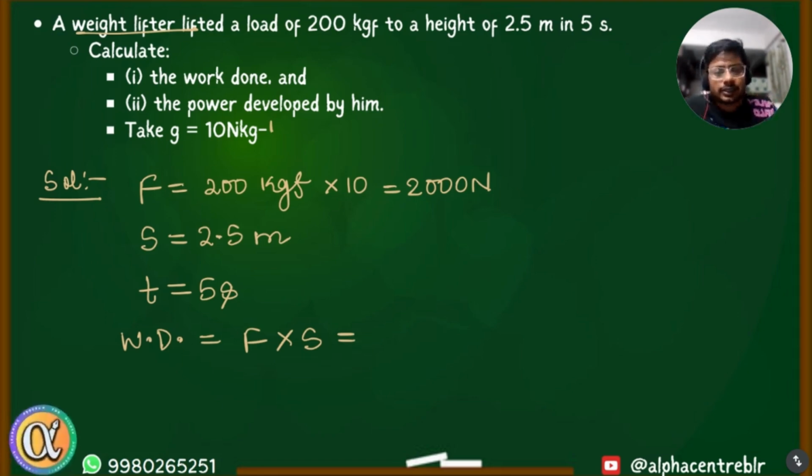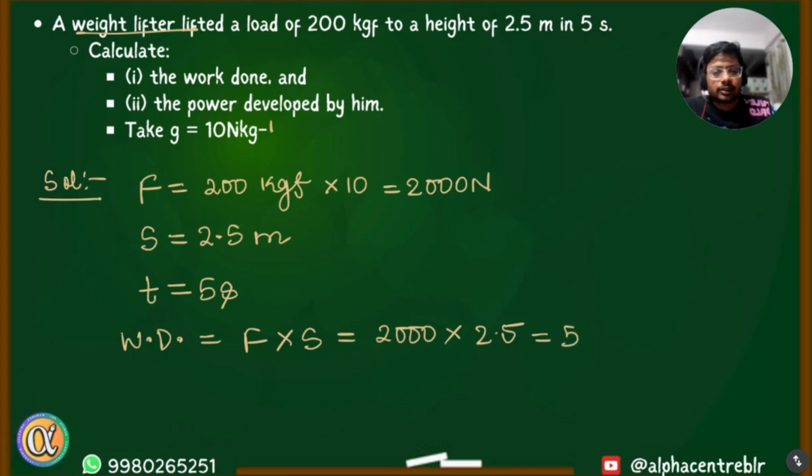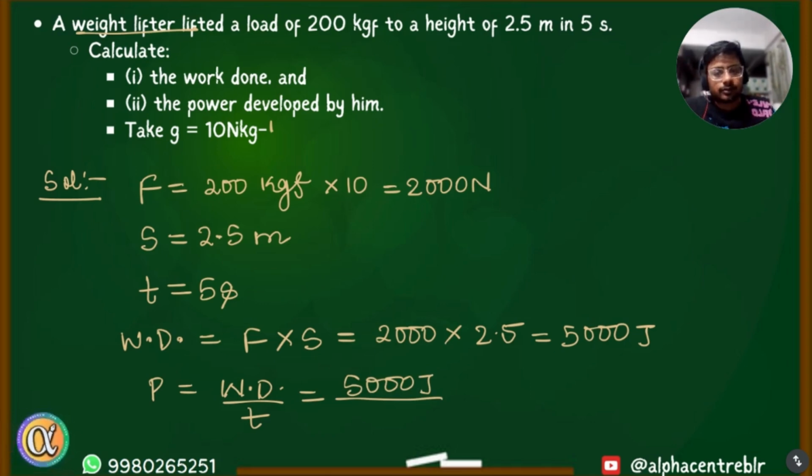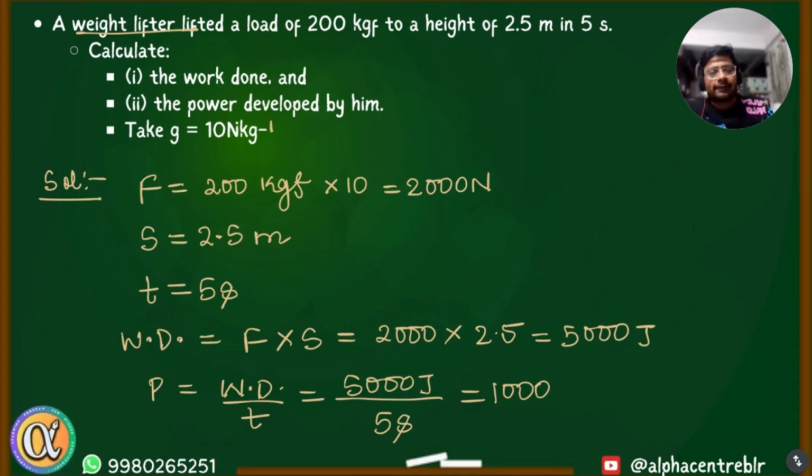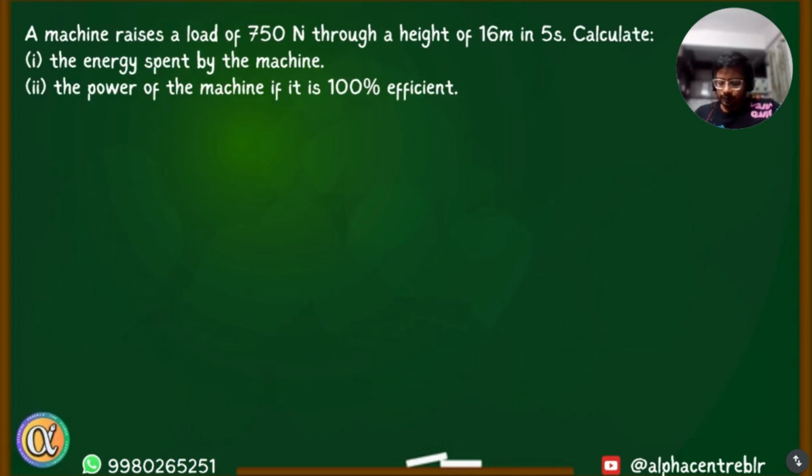So this is 2000 into 2.5, which is 5000. What is the unit? Joule. And power developed will be W by T, which is 5000 by 5, which is 1000 W. What is the full form of W? Watt, 1000 watt.